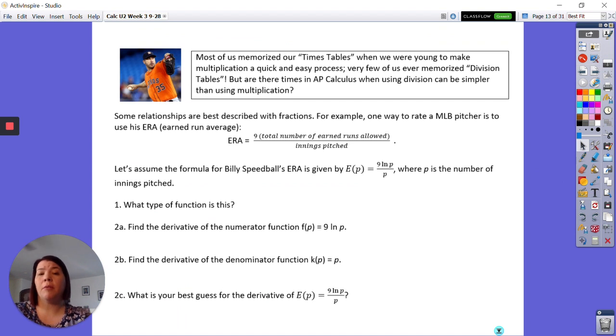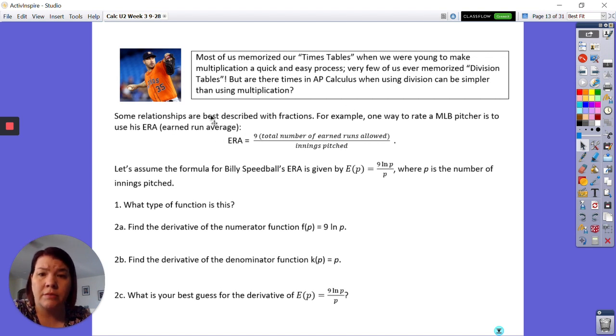Most of us have already memorized our times tables. We did that when we were young. We didn't memorize division tables because we could use our times tables backwards. In calculus, though, division is way harder than multiplication. We learned the product rule in class today, and now we're going to spend some time with the quotient rule.